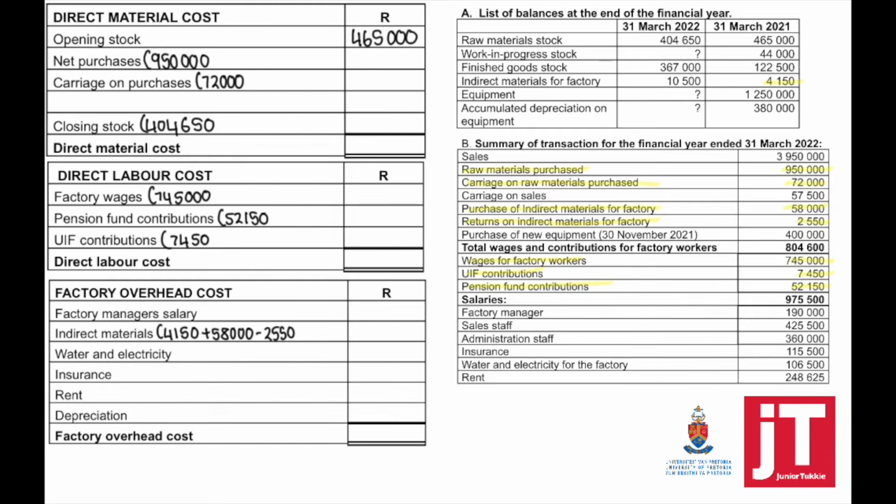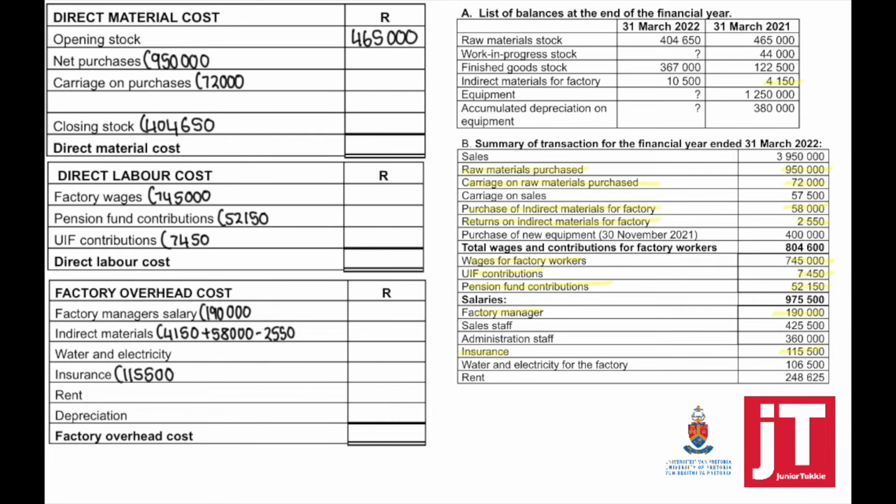Remember that we are busy with expenses. Everything that is deducted will go to the fund account. That is a liability. What is our expense is the gross salary or wage plus the contributions. The factory manager will be in factory overhead cost and indirect cost.